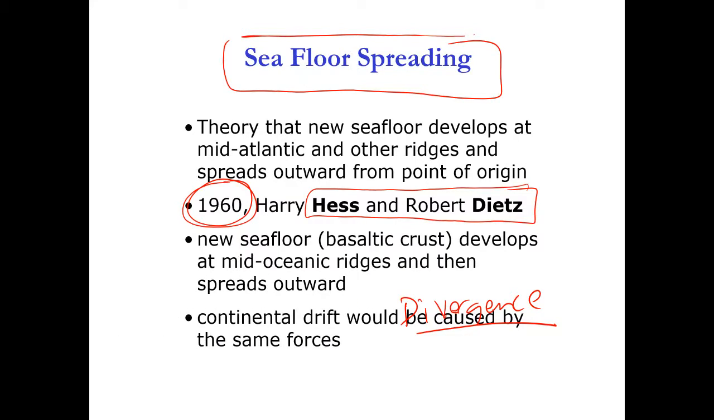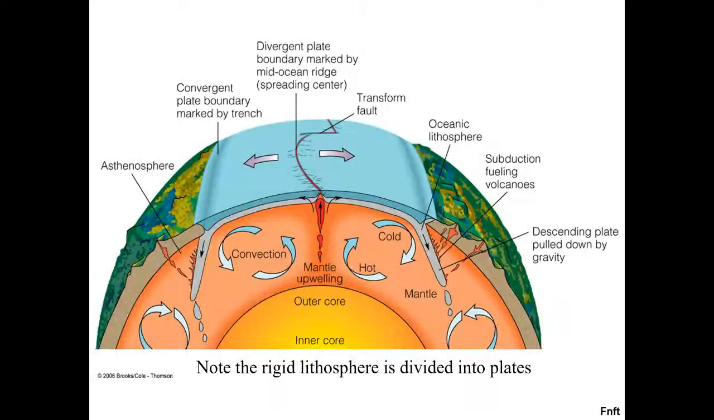Continental drift, of course, would be caused by these same forces. In other words, divergence, the beginning of the Wilson cycle, is explaining why continental drift had occurred. Continental drift, again, was just the physical description of what actually had happened.